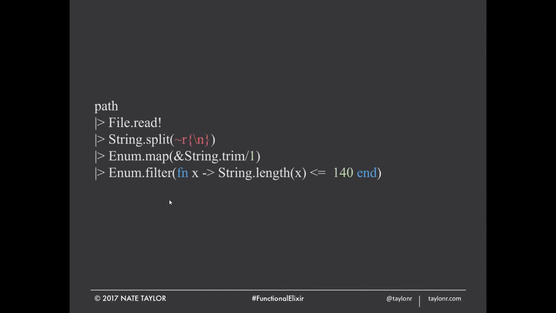We're going to pipe the result of that into enum.map. And then we're going to pipe the result of that into the enum.filter. And so how this works is the pipe operator will take the result of a function and inject it as the first parameter in the next function.